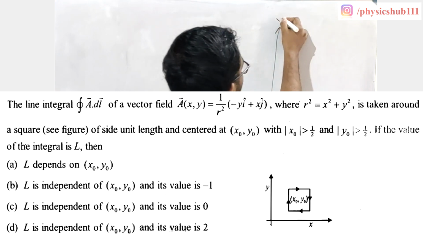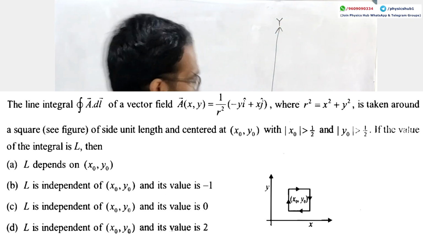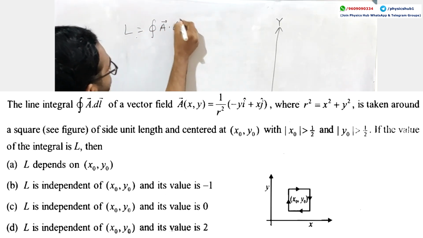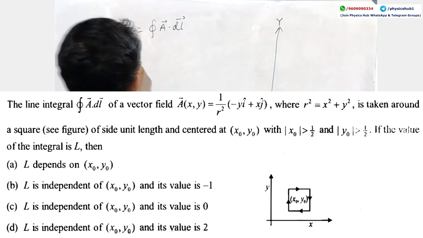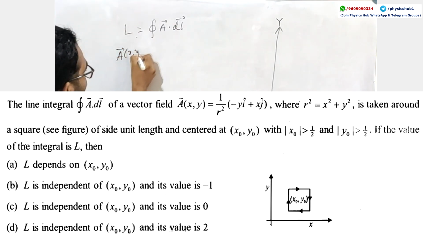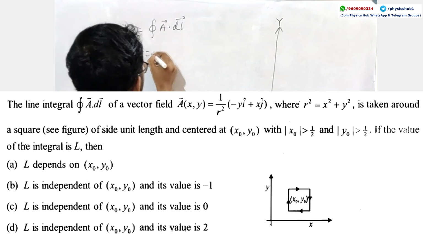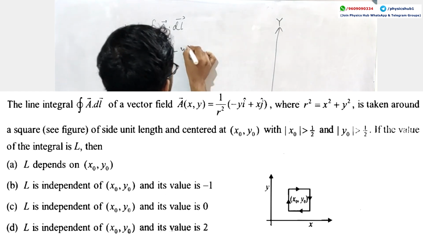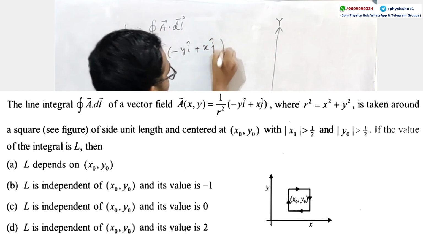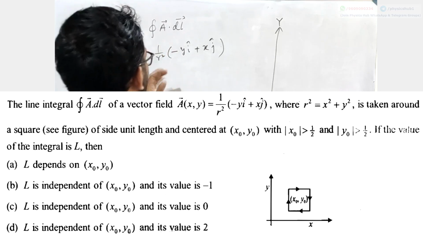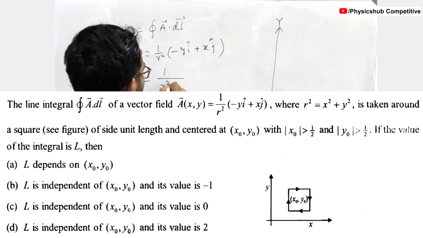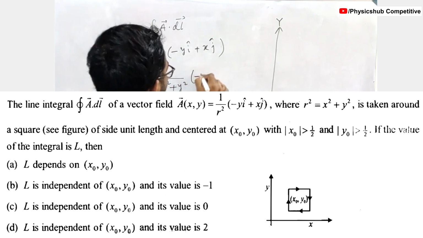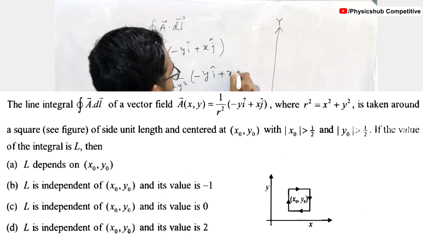This is the x axis, this is the y axis, and you have to evaluate the integration over A dot dl. Where A of x, y is given to you as minus y i cap plus x j cap, all divided by r square, and r square is x square plus y square. So we have just put the value of r square in this expression.